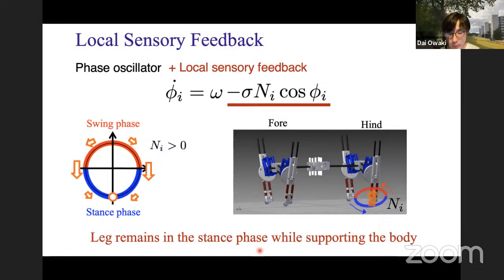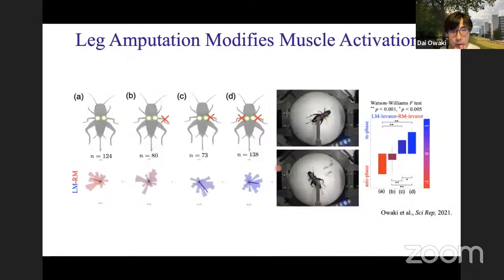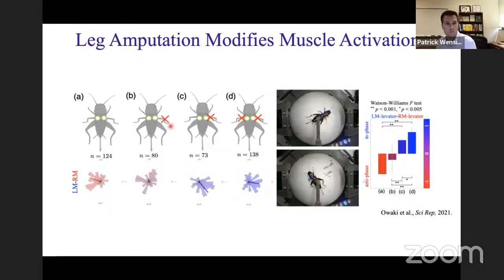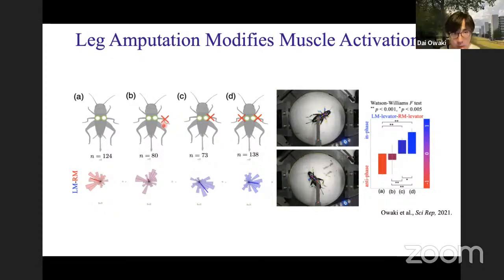Yes, for example, we consider an experiment for the next step by adding, for example, a prosthetic leg after the leg amputation. That kind of prosthetic leg cannot detect any sensory information. So in that kind of experiment, we can check which sensory information is important for the leg coordination.